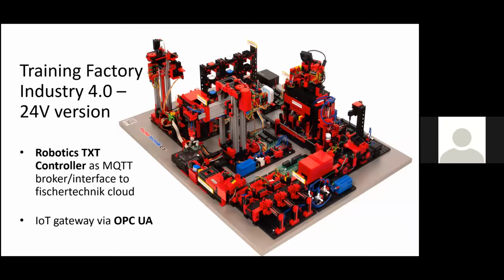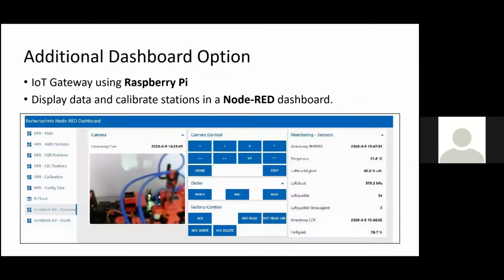Communication between the PLC and the TXT controller is carried out using an IoT gateway via OPC UA. OPC UA, which is also known as OPC Unified Architecture, is a standard for exchanging data across different platforms. In addition to the TXT controller used here, there is also an IoT gateway using Raspberry Pi with Node-RED. This allows the option for not only presenting and using data in a dashboard in the fischertechnik cloud, but also to be able to display data and calibrate the stations of the factory in a Node-RED dashboard.